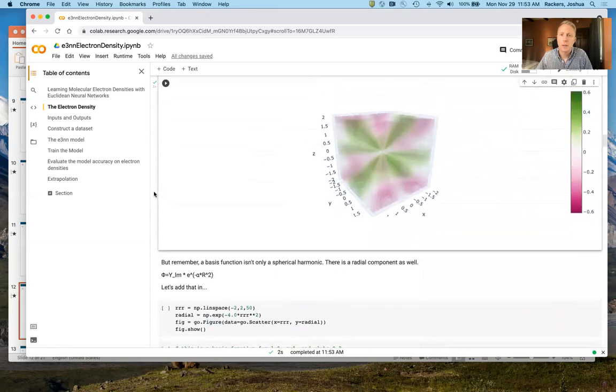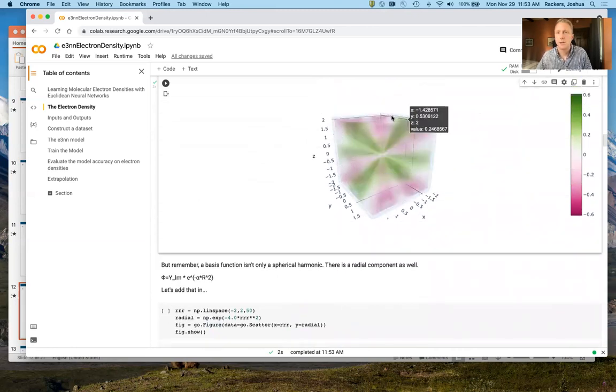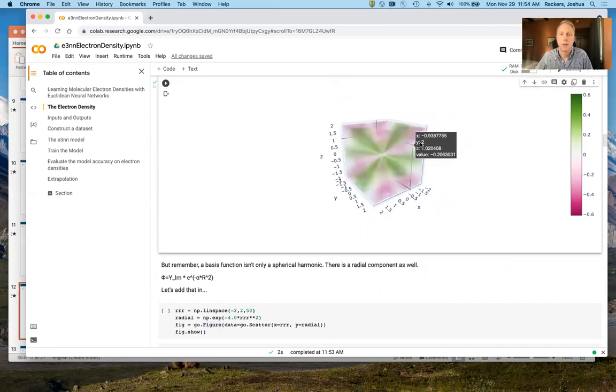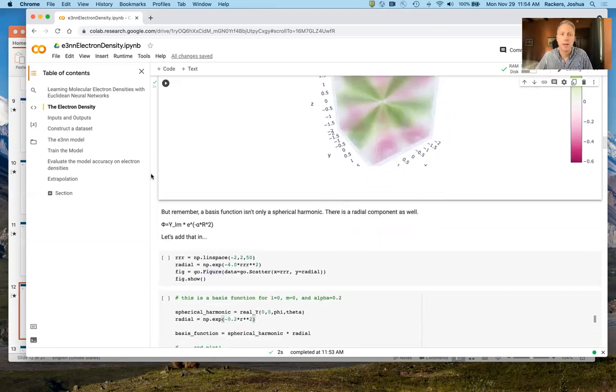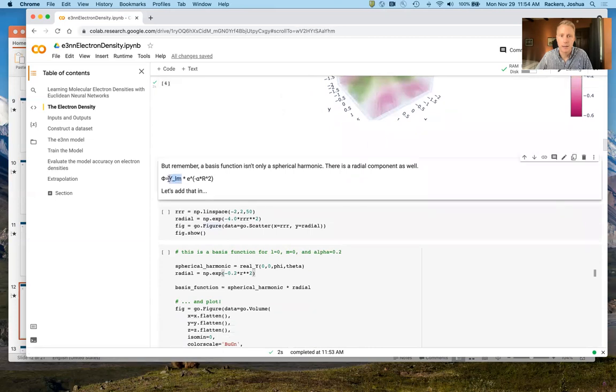But of course, one really important thing to notice here is that there's no radial decay that's happening. The spherical harmonic is just going to keep going in every direction. And that's because we haven't added in the radial component, right? We've just been plotting this. So what does this part look like? Well, that's much simpler.